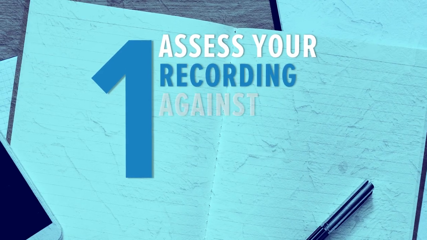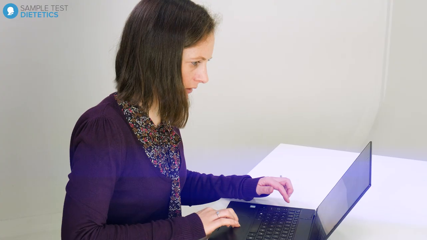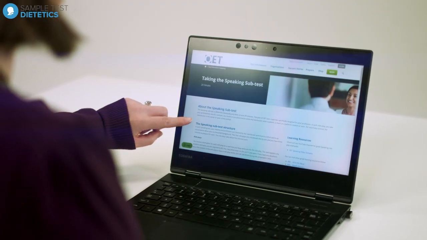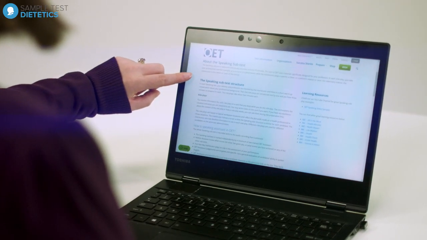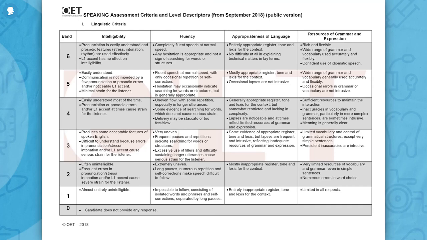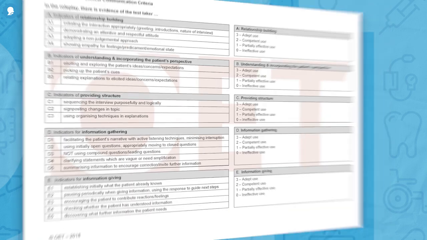Assess your recording against the assessment criteria. The criteria are free to download from the OET website and contain both a description of the linguistic and communicative criteria you are assessed on, as well as the evidence of what the assessors are looking for to be able to score you at the different levels. Take each criterion in turn, read the evidence statement for each level, and critically decide which statement is the best match for your speaking in the recording.